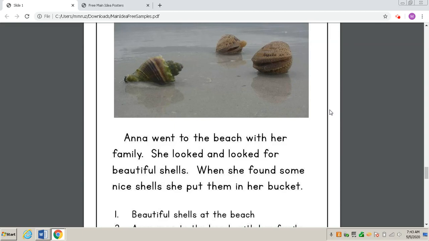It says Anna went to the beach with her family. She looked and looked for beautiful shells. When she found some nice shells, she put them in her bucket.